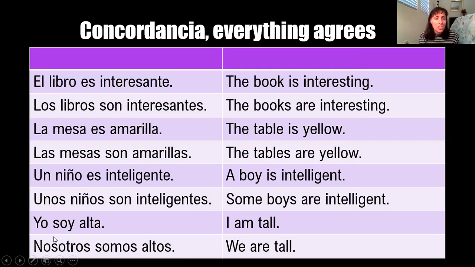Everything agrees. Yo soy alta, I am tall, feminine. I, being a girl, am tall, soy alta. We are tall, mixed group. Nosotros somos altos. Okay, this one went from singular, feminine, to plural, masculine ending because I went from a woman saying I am tall to a group who's a mixed group saying we are tall. Nosotros somos altos.